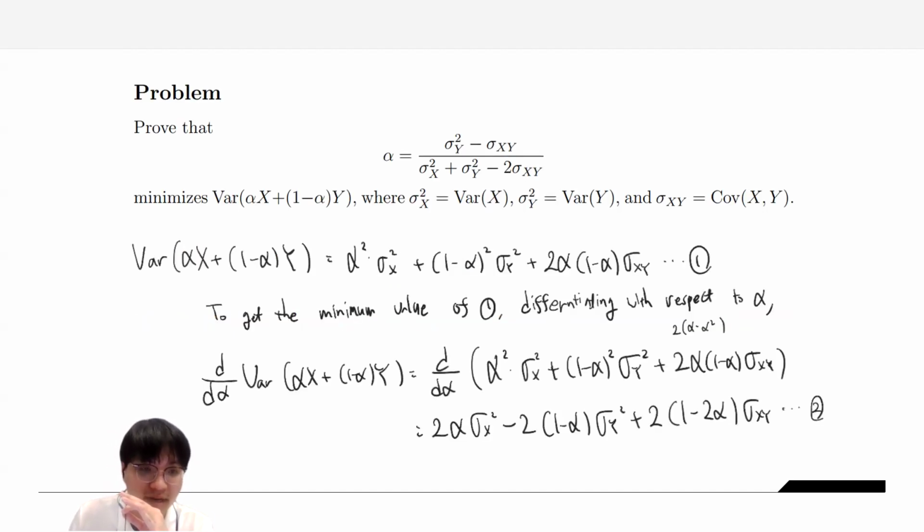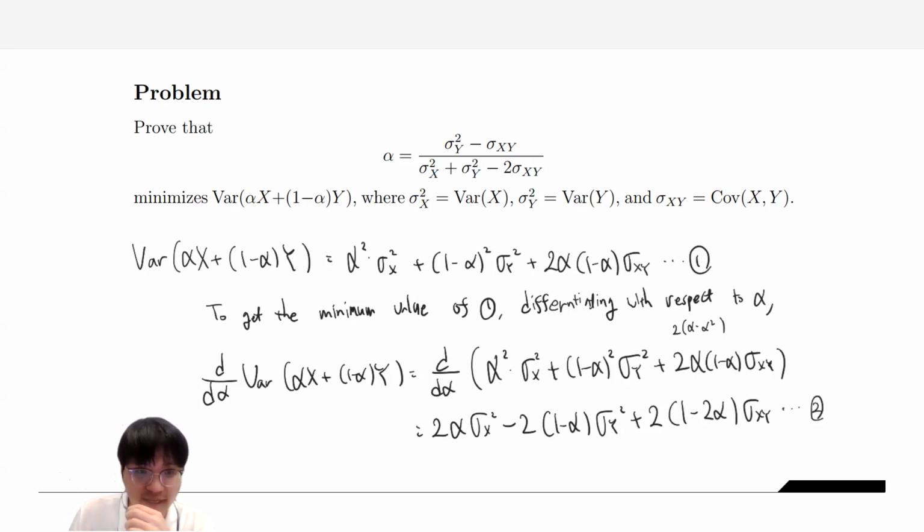So the variance of alpha x plus 1 minus alpha y equals alpha squared sigma x squared plus 1 minus alpha squared sigma y squared plus 2 alpha times 1 minus alpha sigma xy. So to get the minimum value of this variance, we have to differentiate this. If we let this be f of alpha, we have to differentiate f of alpha with respect to alpha.